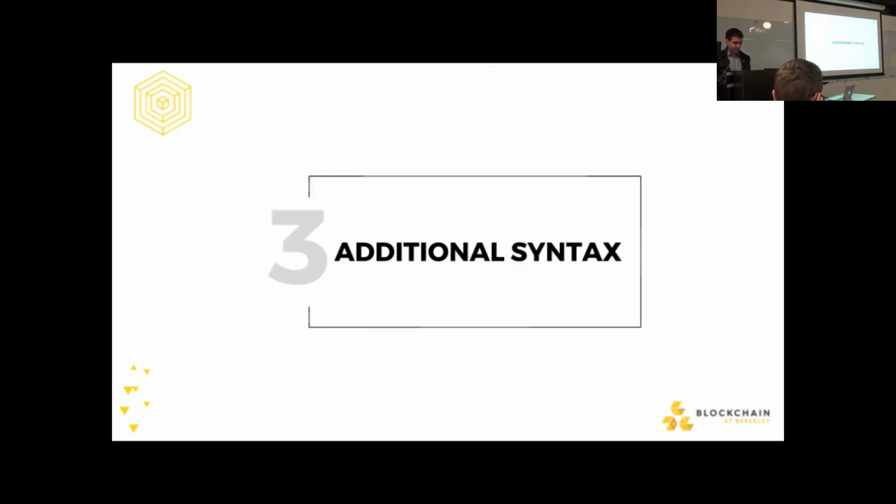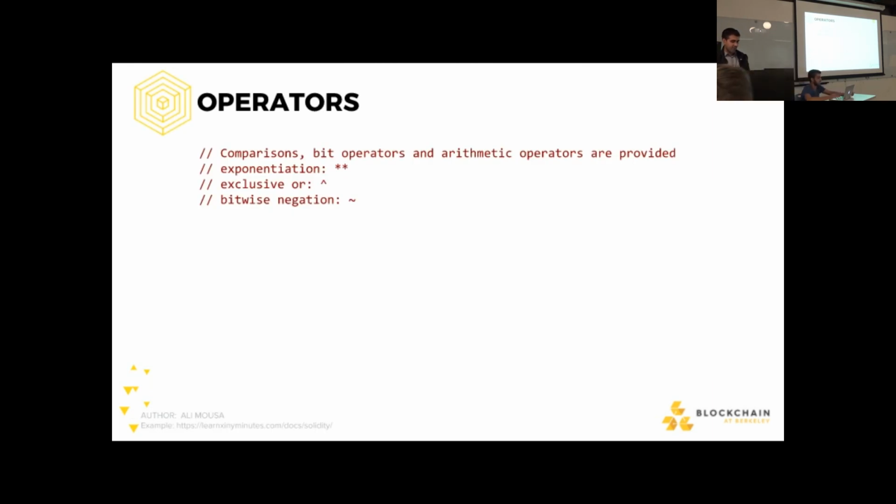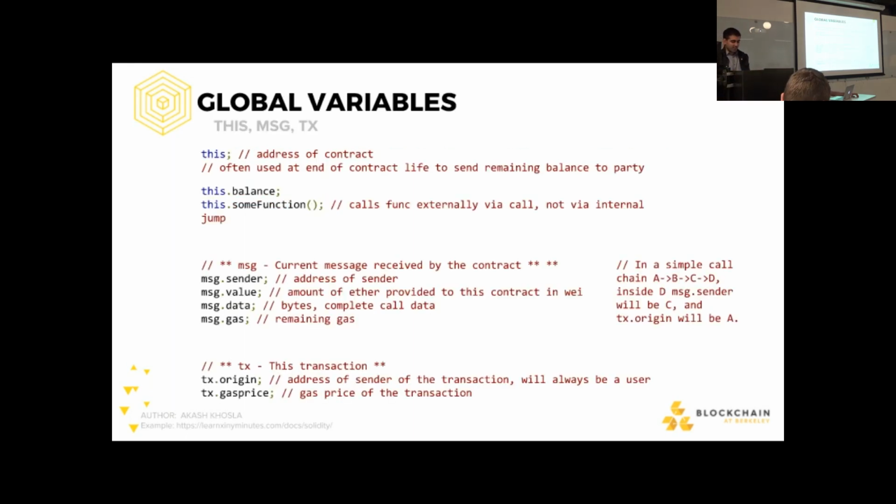But okay, so we're going to go into some additional syntax, and we have operators. These you don't really have to worry about. If you took 61C, great, you can use them. If you didn't, don't worry about them. We have global variables. Some of you may have already interacted with this for the last time, and you probably did. So this is going to refer basically to the contract instance, and with this, basically you can access the contract balance. You can also call functions externally.